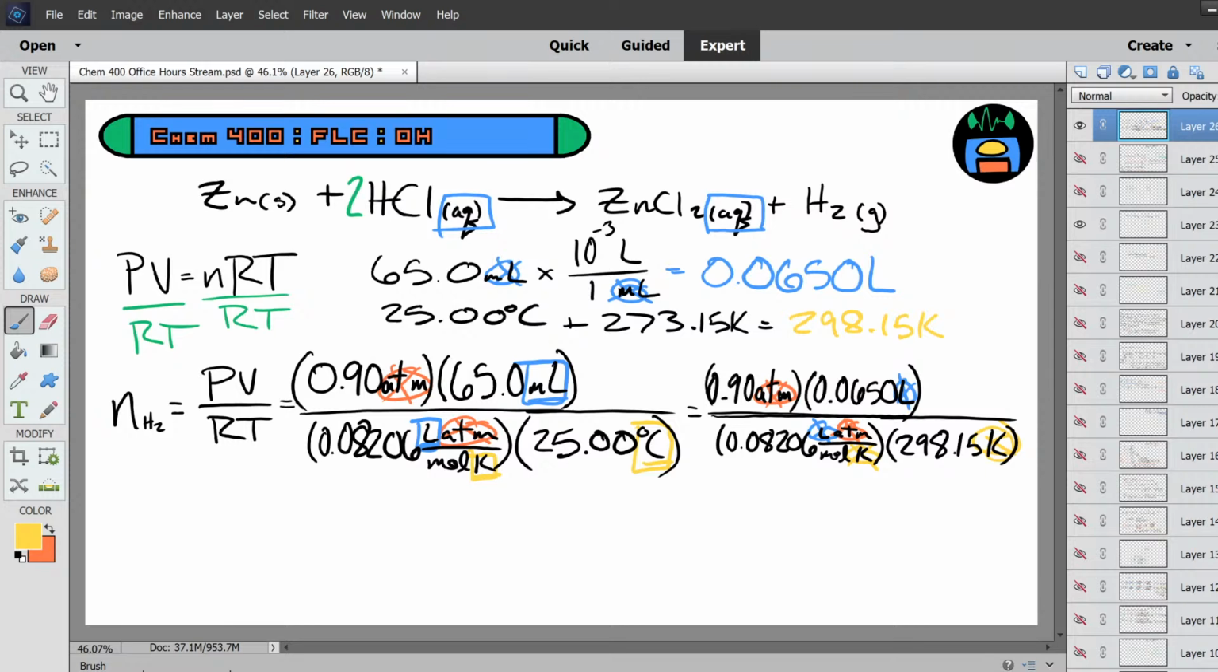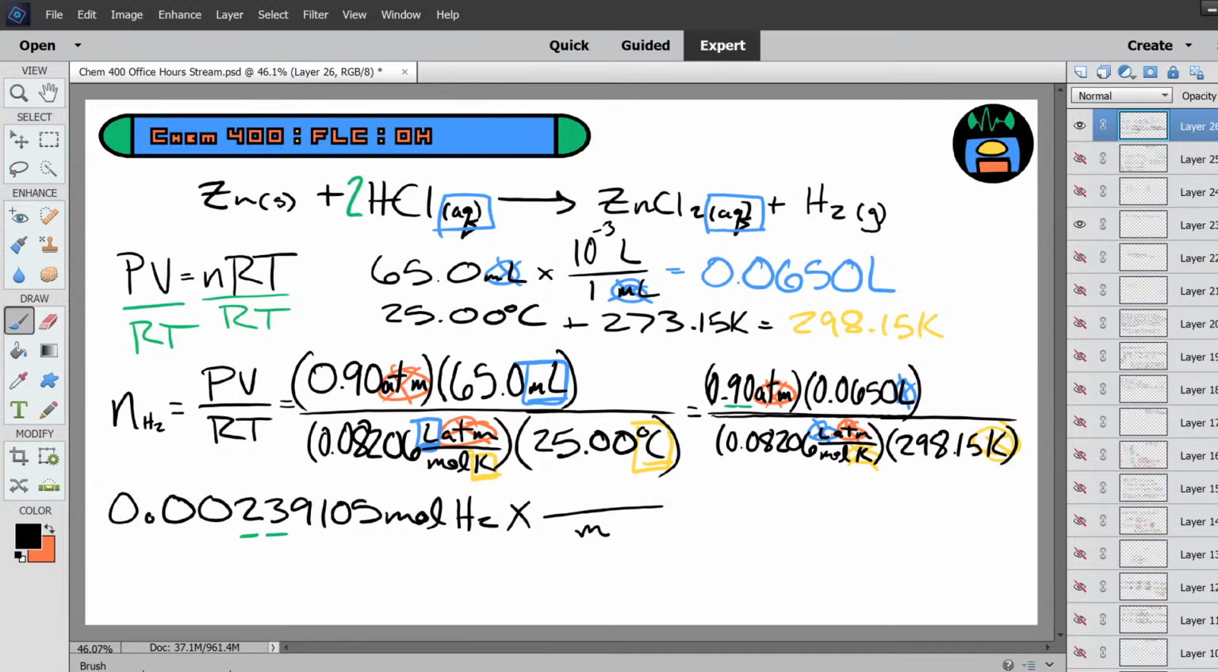Okay. So that means that we have, and let's see, we can keep 2 sig figs because our pressure has 2 sig figs. So we have 0.002391105 moles of hydrogen. We can only keep 2 of our sig figs, but I'm going to wait to round because we're not done with this problem yet. We need to find our grams of zinc.